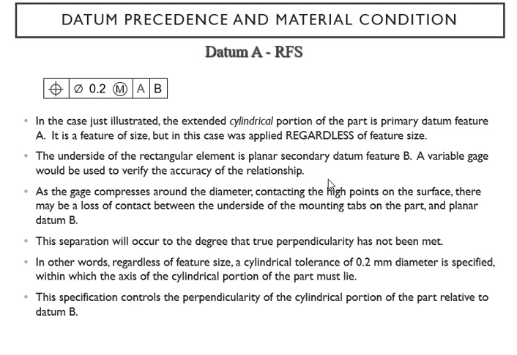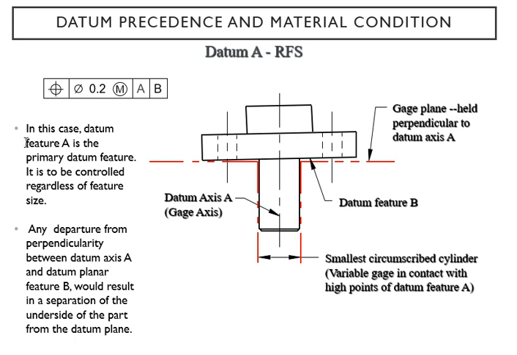Then we're going to use a variable gauge to verify the accuracy of these datums. That gauge is going to compress around the diameter that you are trying to establish the axis in, and of course your high point is always there on the surface, and that has to be in contact with that gauge, otherwise you can't establish the axis of the cylinder properly. And the separation depends on the perpendicularity of your axis and the gauge plane, which we show you right here.